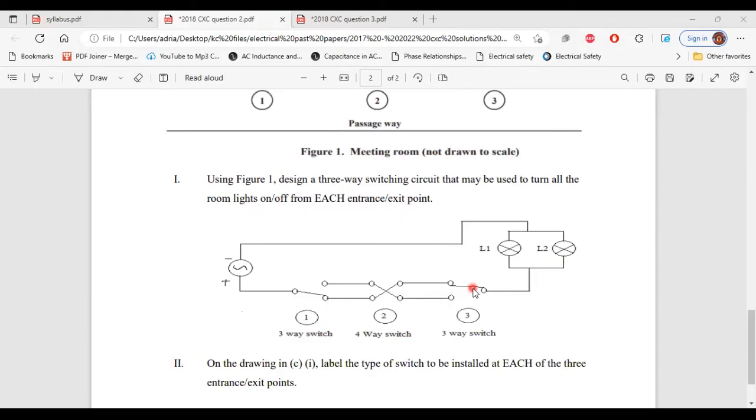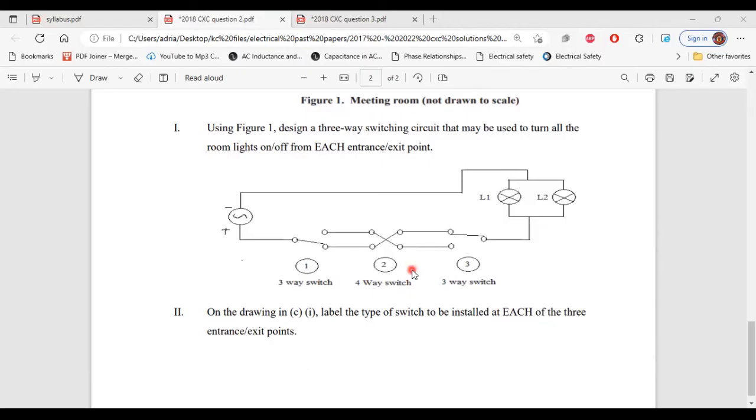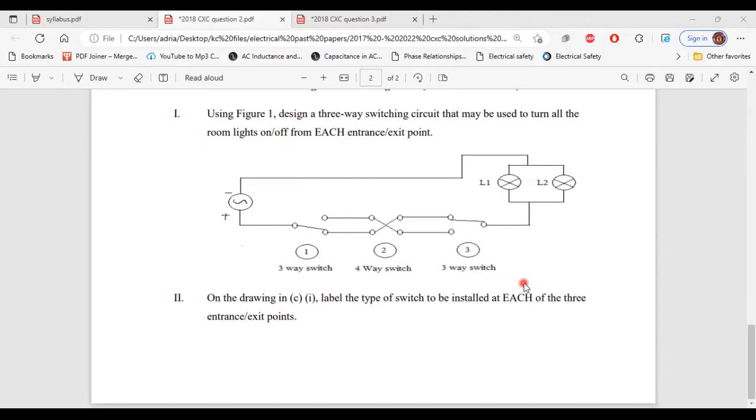All right, let's move on to part two now. So it says on the drawing in C1, label the type of switch to be installed on each of the three entrance or exit points. So here I have the drawing again. So at each point, for point one, that would be a three-way switch. For point two, that would be a four-way switch. And point three, another three-way switch. All right, so those are the switches that will be installed at the different points. And that's it for part two of C.